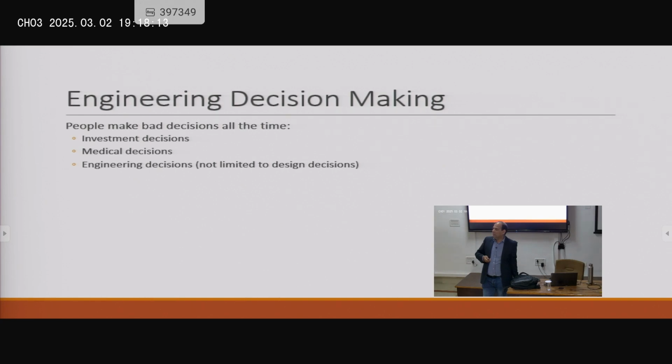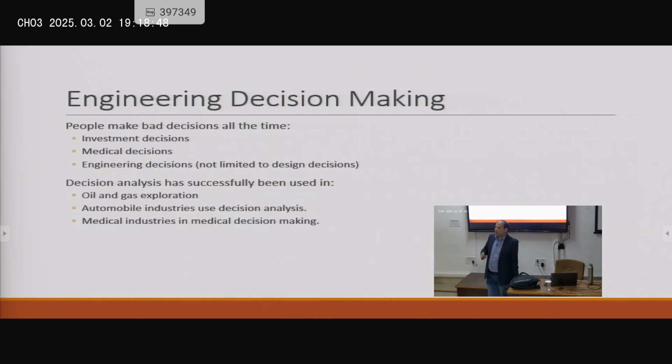And then people make bad decisions all the time. That's another thing, right? If everybody was already making good decisions, we wouldn't have a field. People make bad decisions all the time. Bad investment decisions, bad medical decisions, and bad engineering decisions. Right? If you look at companies that had almost a monopoly in cell phone markets and are no longer to be found, or are no longer the leaders, they made bad engineering decisions, right?